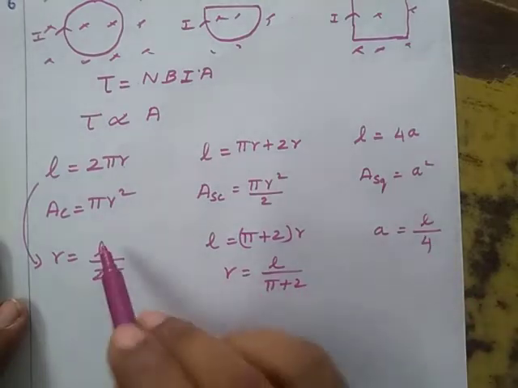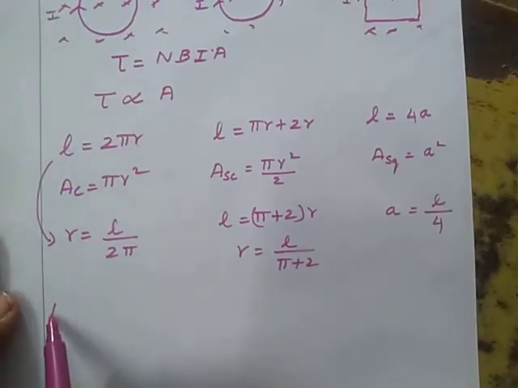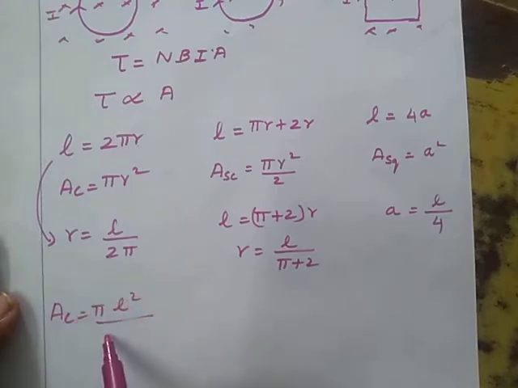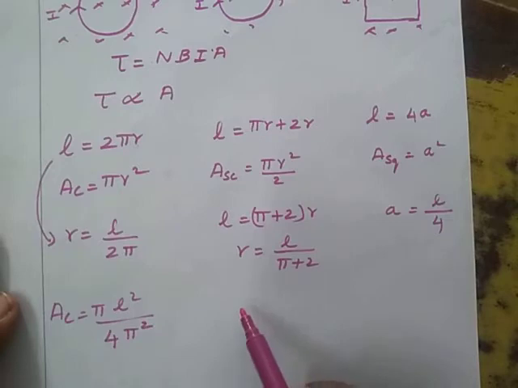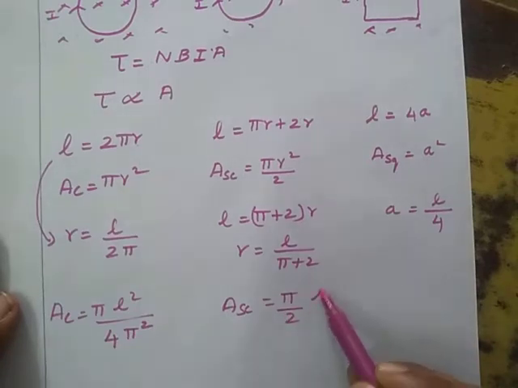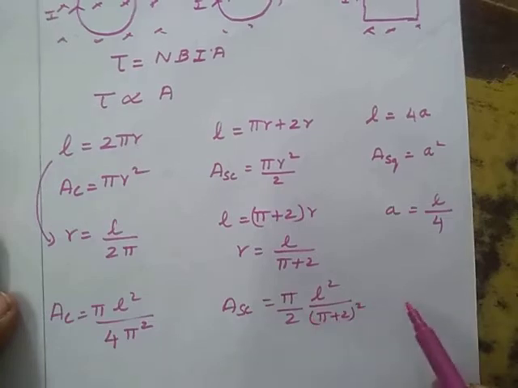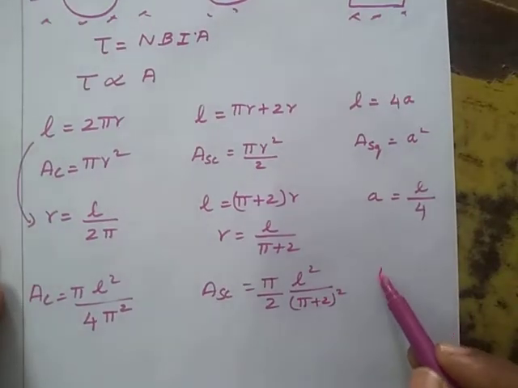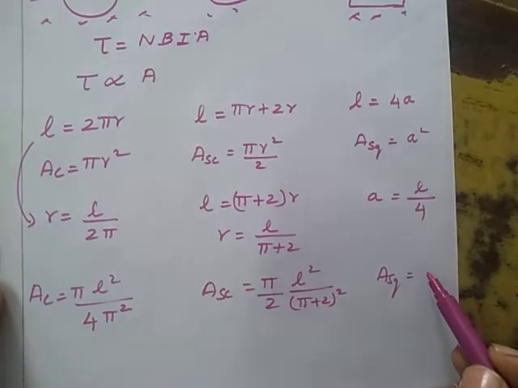Put the 3 values in the areas. The area of the circle, pi r square, becomes L square by 4 pi. Then the area of the semicircle, pi by 2 r square, becomes L square by 2 times pi plus 2 whole square. For the square, the area is equal to L square by 16.